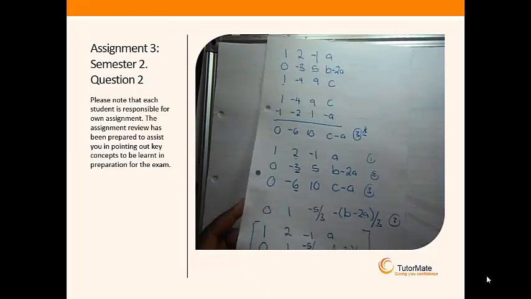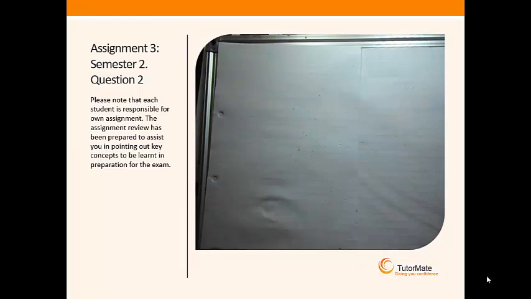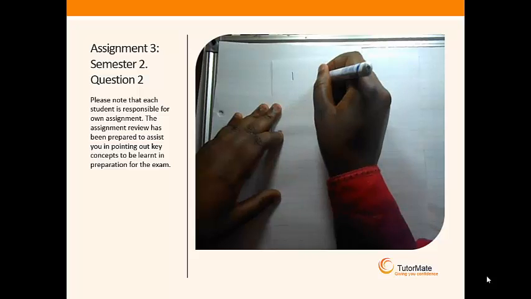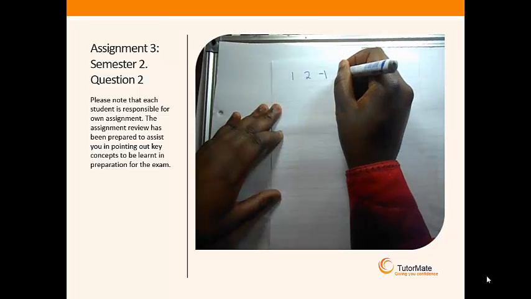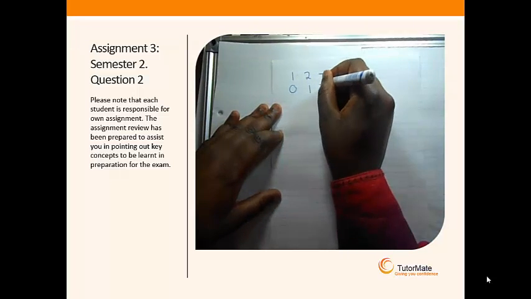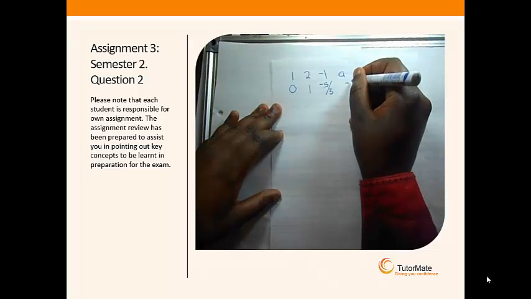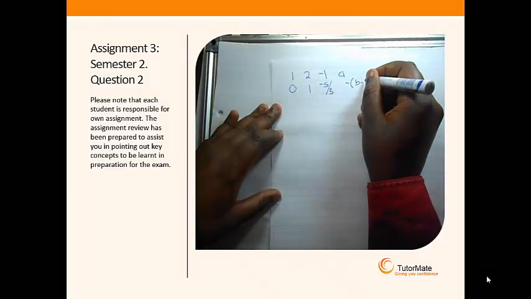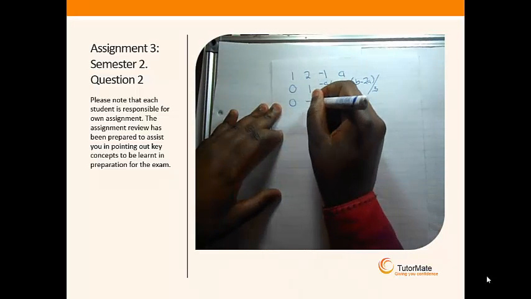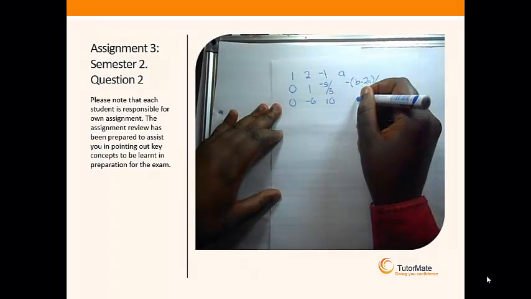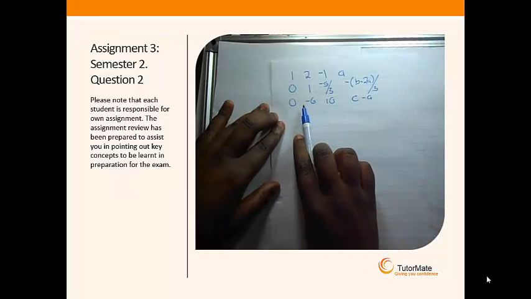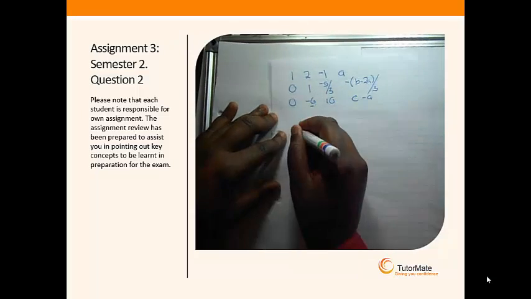So now we want to turn our attention to the third row. But first, let's write our augmented matrix. This is 1, 2, minus 1, a, 0, 1, minus 5 over 3, then you have minus b minus 2a over 3, 0, minus 6, 10, c minus a. So now you want to turn this minus 6 into a 0. So you're going to have your third row.